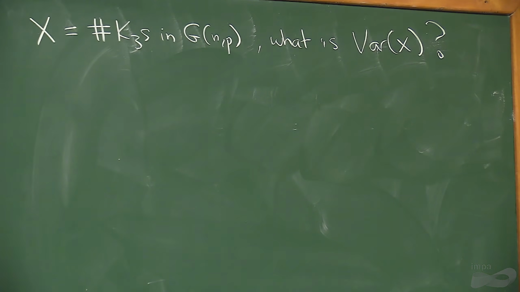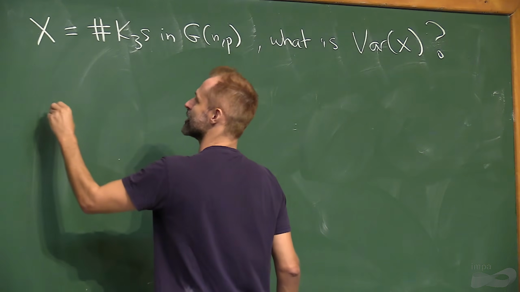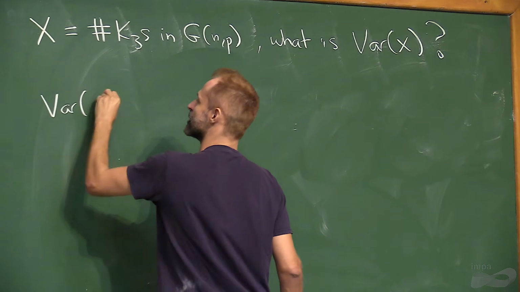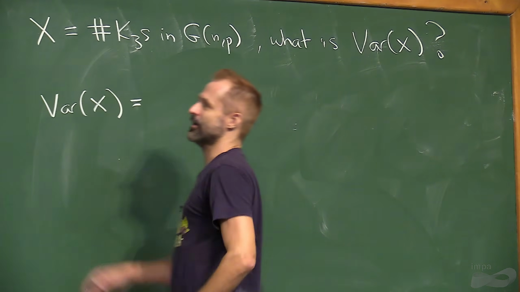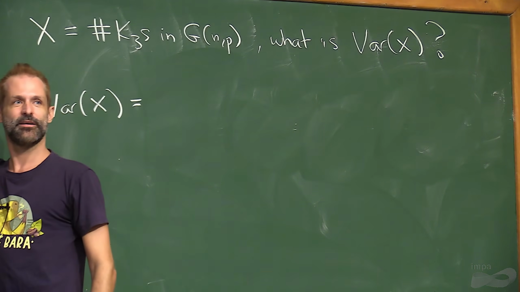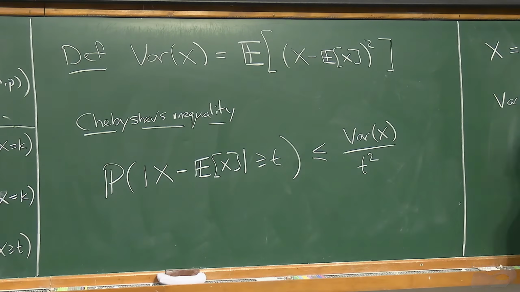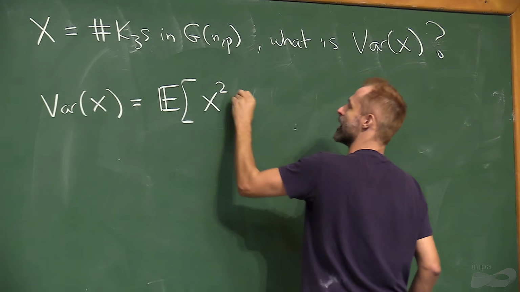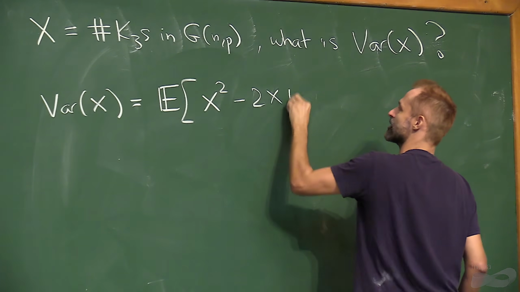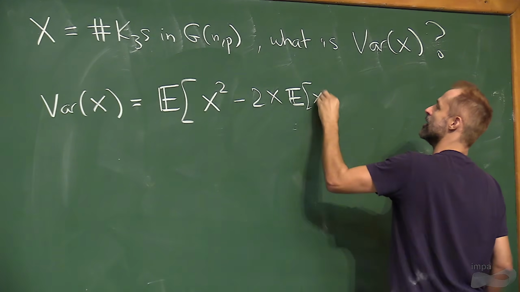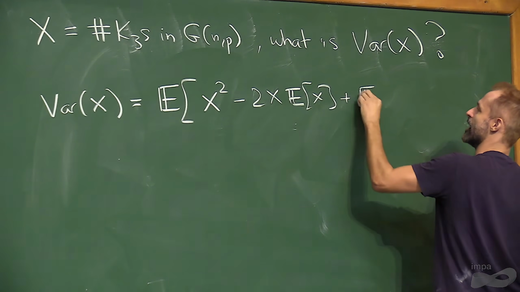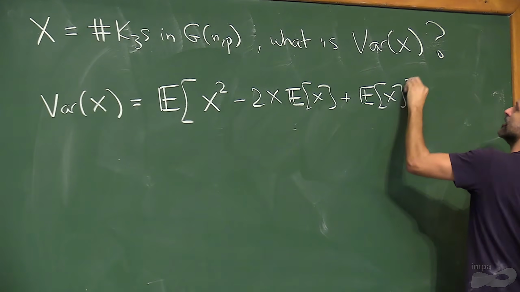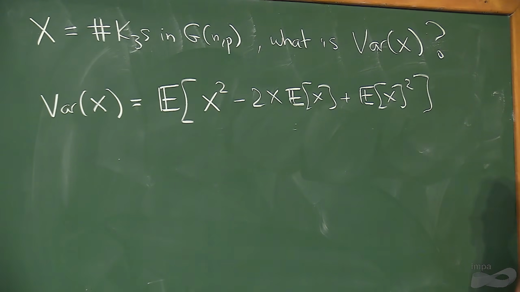Okay, so how do you bound the variance of x? So let's first observe, let's multiply out this square and use linearity of expectation. Expectation of x squared minus 2x expectation of x plus expectation of x squared. Okay, just multiply it out.